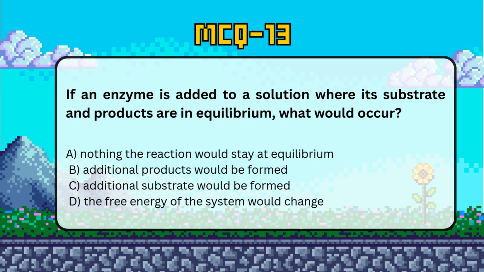Now question number 13: If an enzyme is added to a solution where its substrate and products are in equilibrium, what would occur? The options are: nothing, the reaction would stay at equilibrium. The B option is additional products would be formed. The C option is additional substrate will be formed. The D option is the free energy of the system would change. So enzymes speed up reactions but do not shift equilibrium. So the right option is nothing, the reaction would stay at equilibrium.